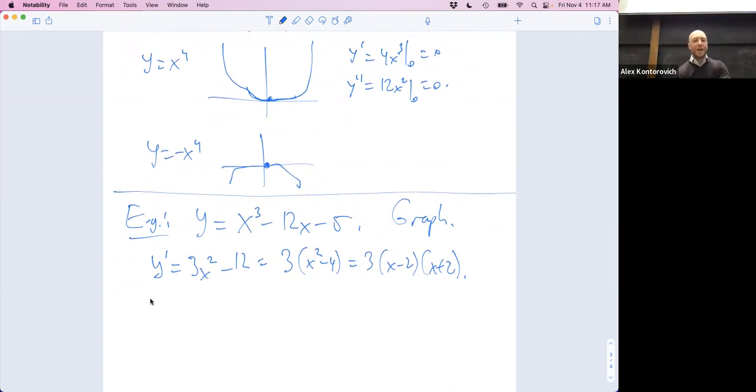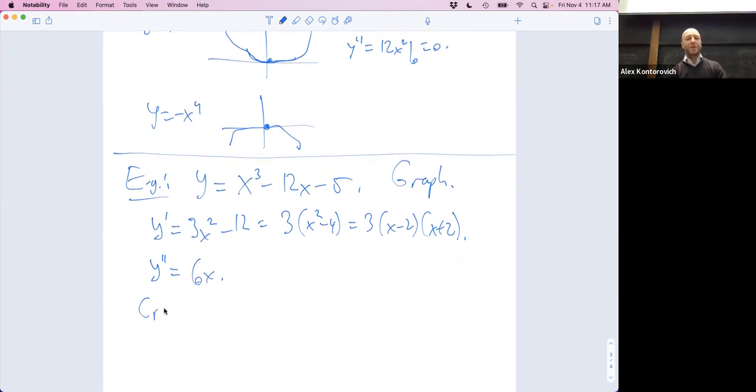Fine. What about the second derivative? It's not so nice to compute from here, but it's very easy to compute from here. Just write down the second derivative. Give me a thumbs up when you got it. Okay, great: 6x.